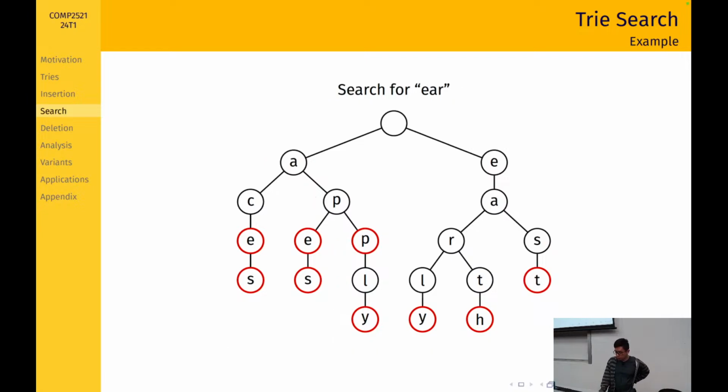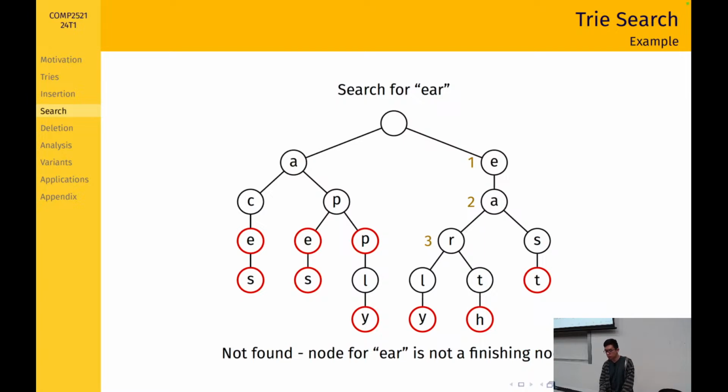Okay, and next, let's search for the word ear. Now if we follow a path down the trie corresponding to these letters, there will be a node at the end of this path, E-A-R, but this node is not a finishing node. It's not marked as red here, which means the key ear isn't actually in the trie. Okay, so these are some examples of search.